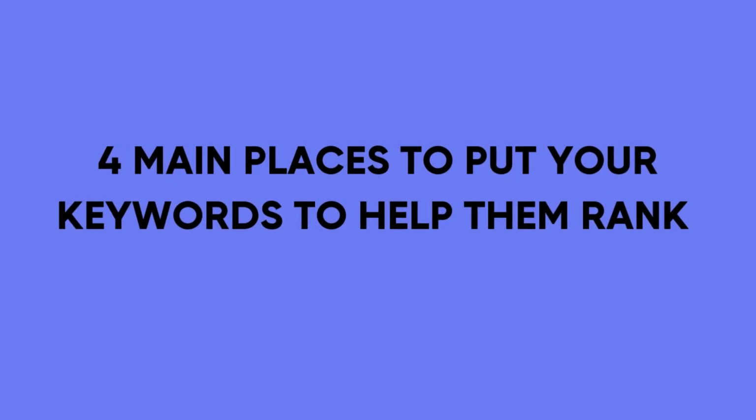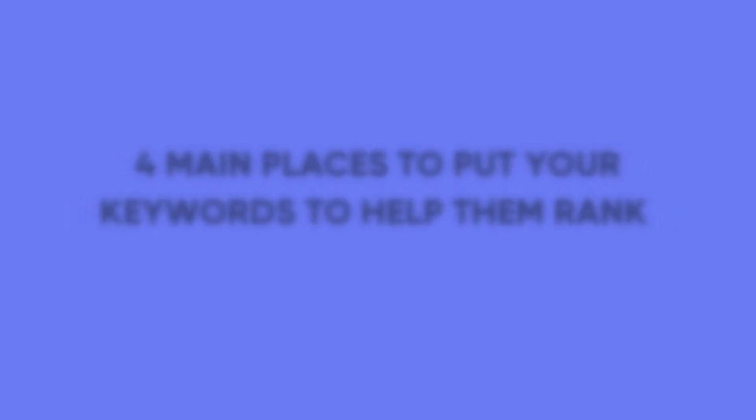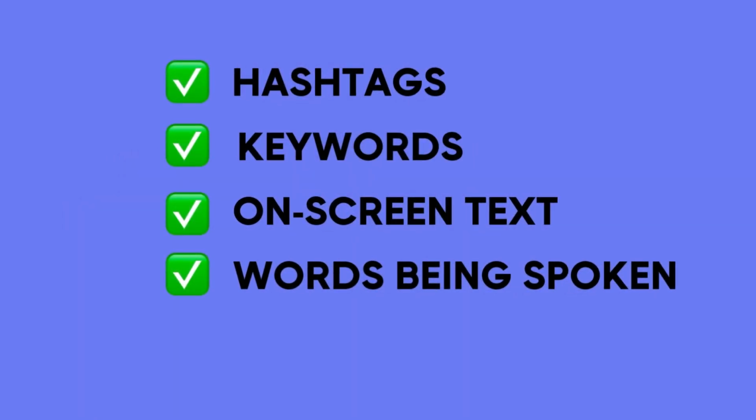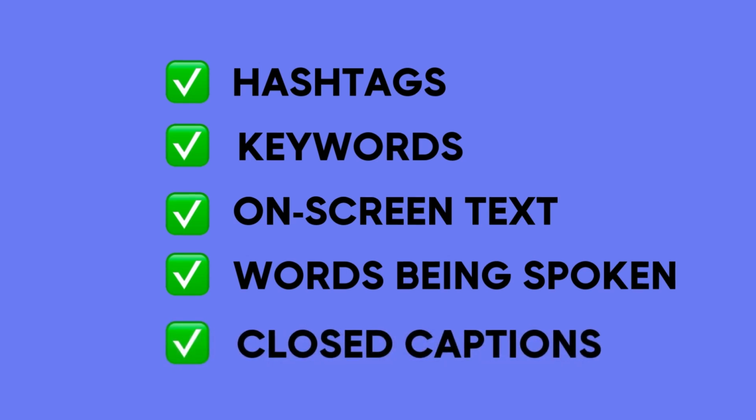Okay, now that you're supplied with all the knowledge you need on the keywords and the topics that you need to make content for, that people are searching for, how do we put them into our content so that it does rank? There are four main places you can put your keywords to help your content rank. In your hashtags, in your captions, in your on-screen text, and four is in the words you're actually speaking within your video. And you get bonus points if you use closed captions, and it'll supply the words all over the video so that puts them in there again.